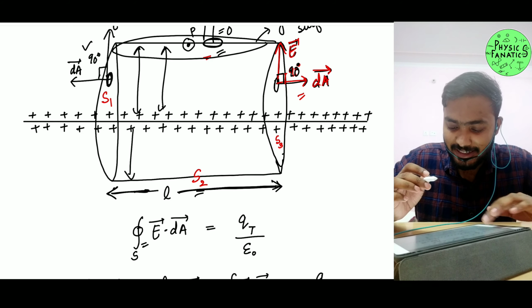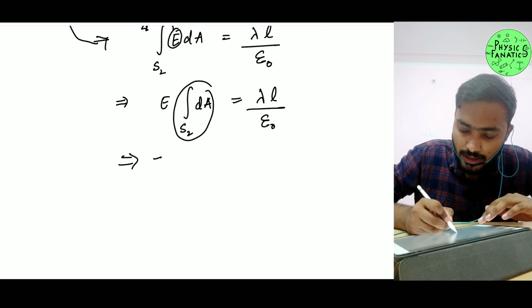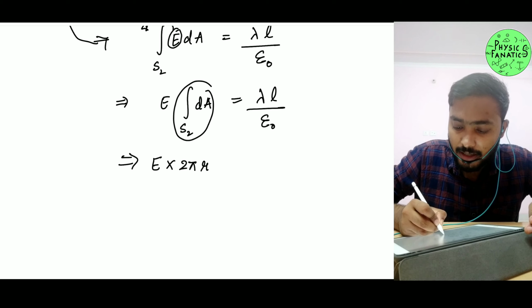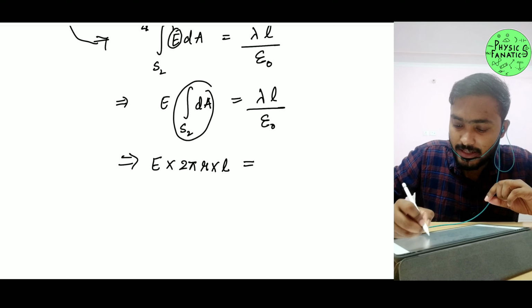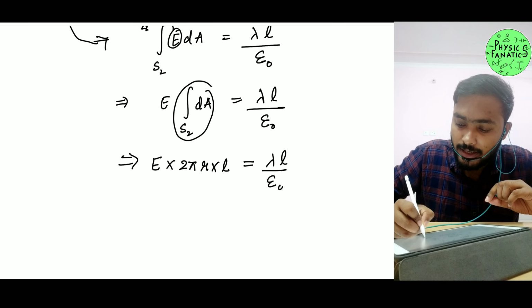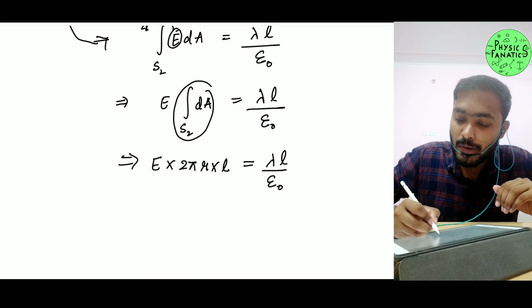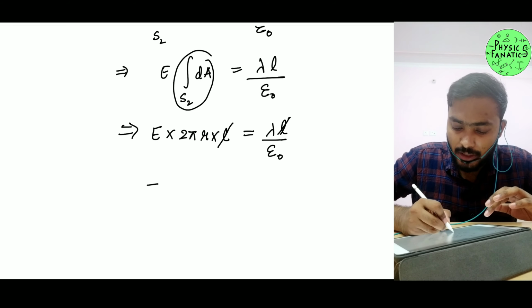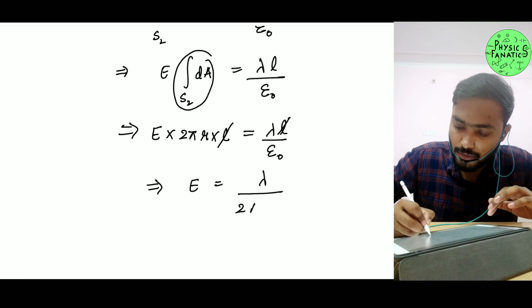Okay, great. So I can write it over here. This will be equal to E multiplied by the curved surface area of the cylinder, that is 2 pi r, where r is the radius of the circular part, multiplied by the length of the cylinder. And that is equal to lambda times L upon epsilon naught. I hope that is understandable. Okay, so your L will be cancelled out with the L, and you'll be left with E equals lambda upon 2 pi r epsilon naught.